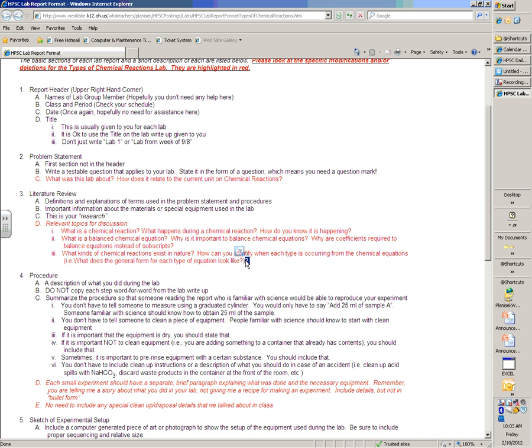You're trying to weave that into a cohesive paragraph that explains to me, okay, we started off with a reaction. This is what a reaction is. A reaction has to be balanced because blah, blah, blah. Go from there. Allison, go ahead.